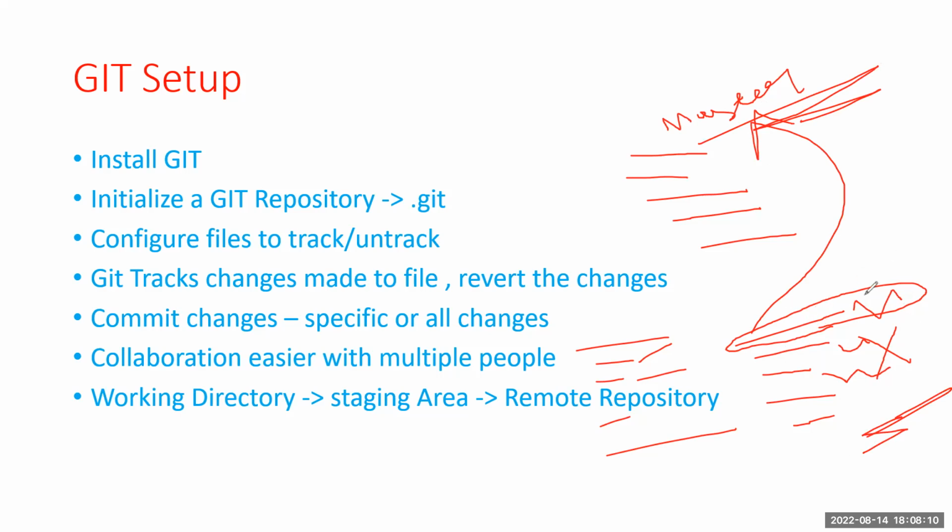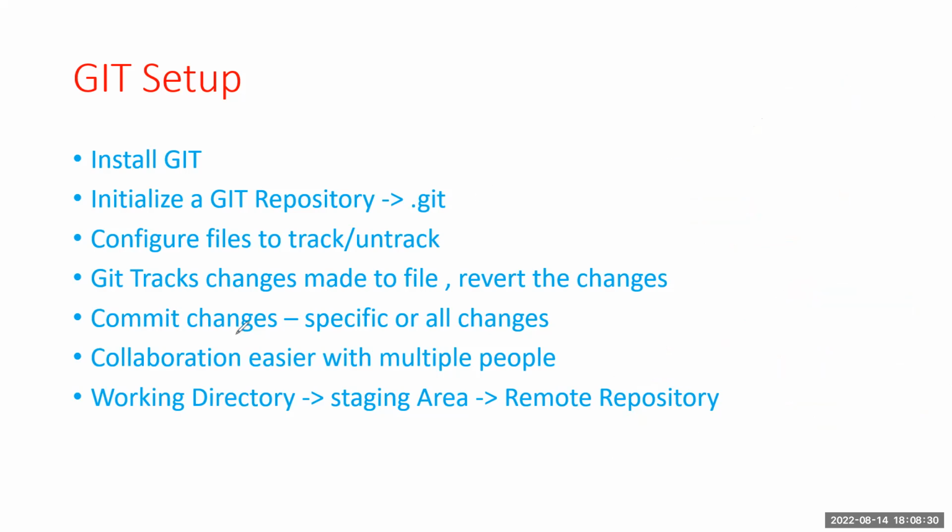So git add is the command. If you see git add dot or git add dash dash all, in that case all the changes would be merged. But if you specify a specific file name, only the changes done in that file would be merged to the master. Collaboration is easier with multiple people, as I told you.